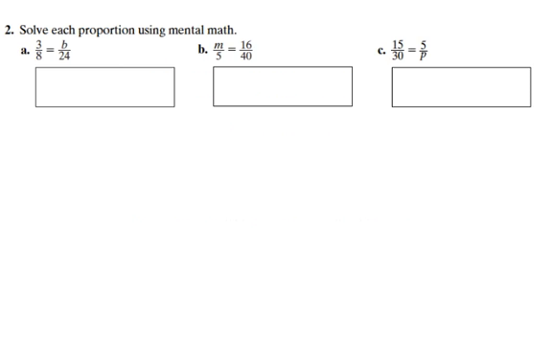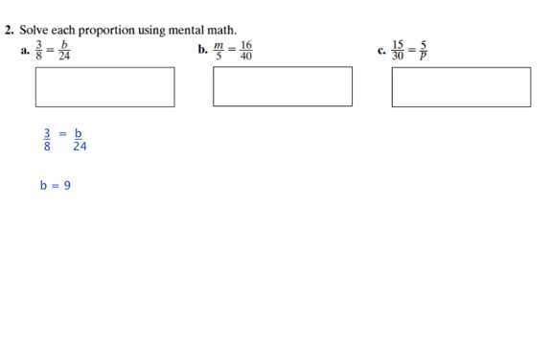Try solving each proportion using mental math. Pause the video, try each problem, then start the video again to check your work. For 2a, we have 3 over 8 equals b over 24. You ask yourself, what times 8 is 24? Well, 3 times 8 is 24. So we need to multiply 3 times 3 to figure out what b is. 3 times 3 is 9, so b equals 9.